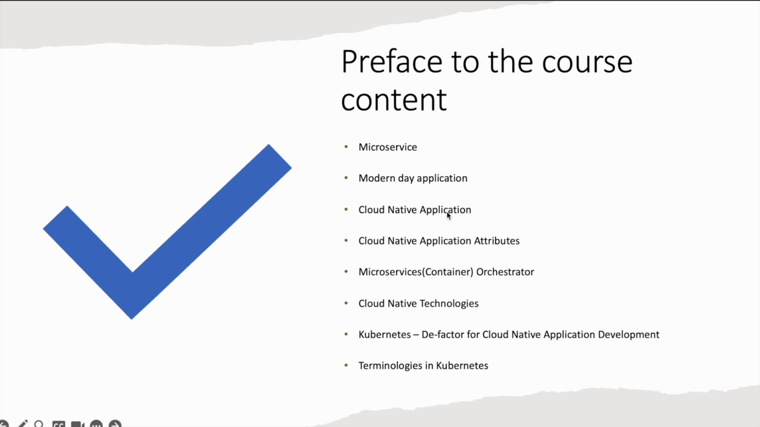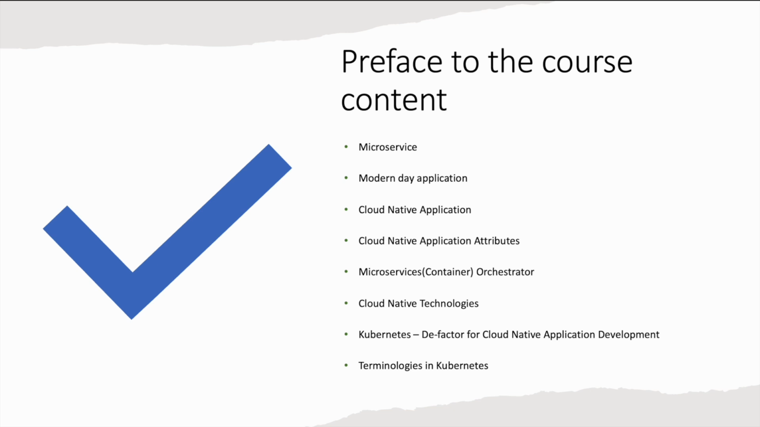Then we'll move to a definition of the cloud native application, architecture concepts around the cloud native application. Then again, we'll see what are the attributes of the cloud native application. Then we'll move over again back to the microservice. We'll try to understand how the microservices communicate with each other. The microservice as a container communicate with each other with the help of the orchestrator. Now, what is this orchestrator? We'll see what this orchestrator we are talking about here.